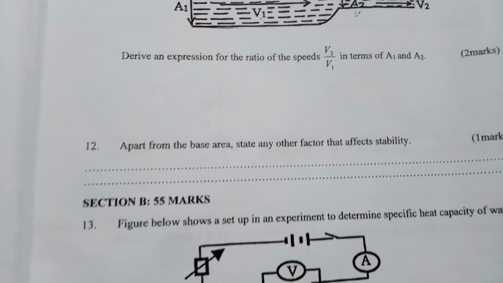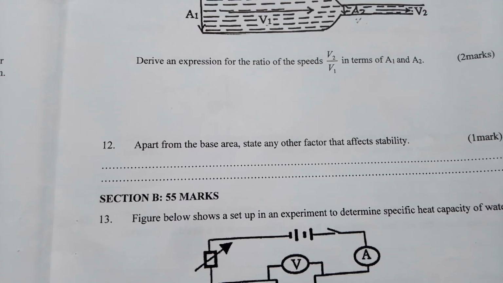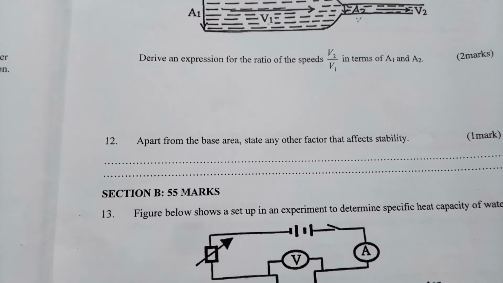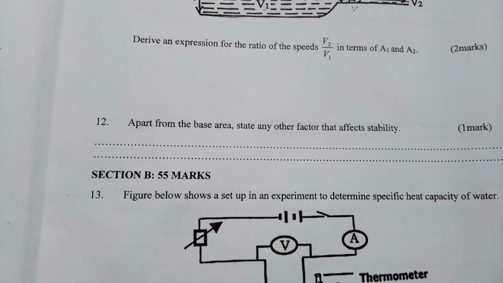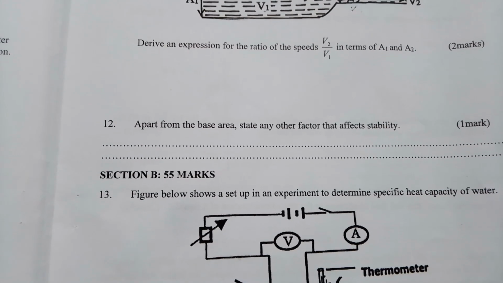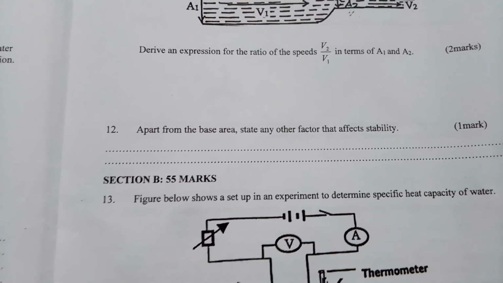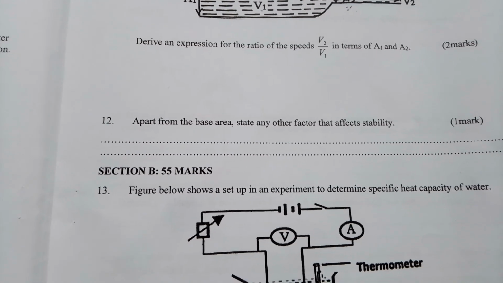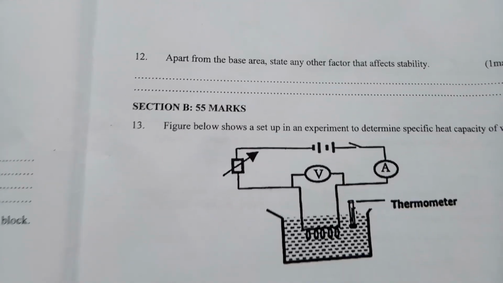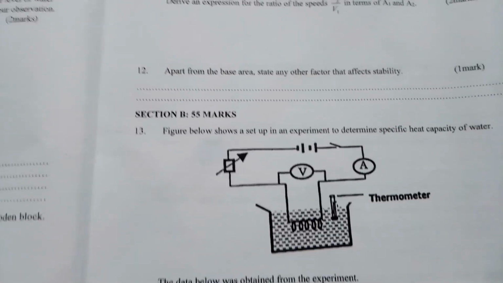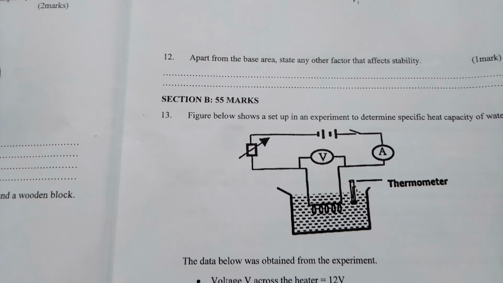Then we also have question 12. Apart from the base area, state any other factor that affects stability. Then we go to section B. The first one was section A, now we are going to section B.